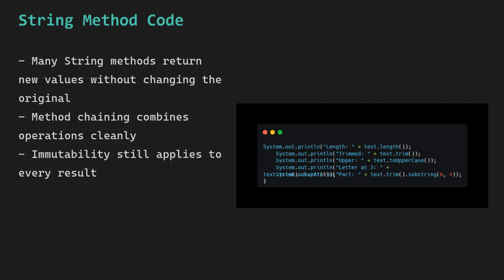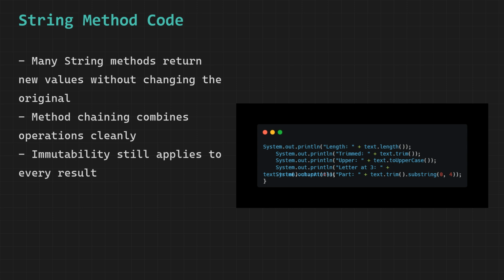The first line prints the length of text. The length method counts every single character in the string, including the spaces at the beginning and the end. That is why the result is 19 and not 13. Every space is a character, just like every letter is a character.